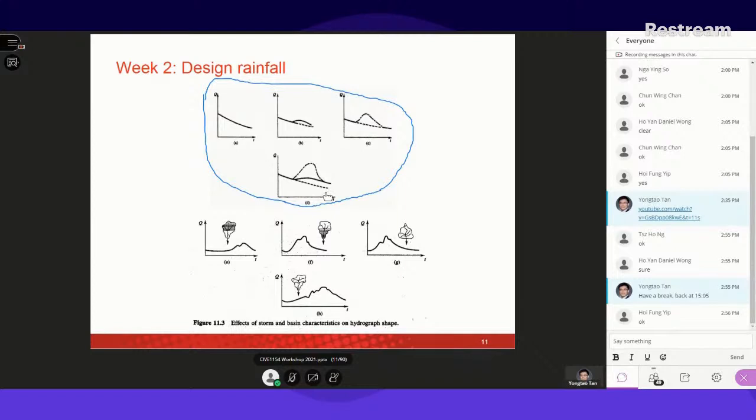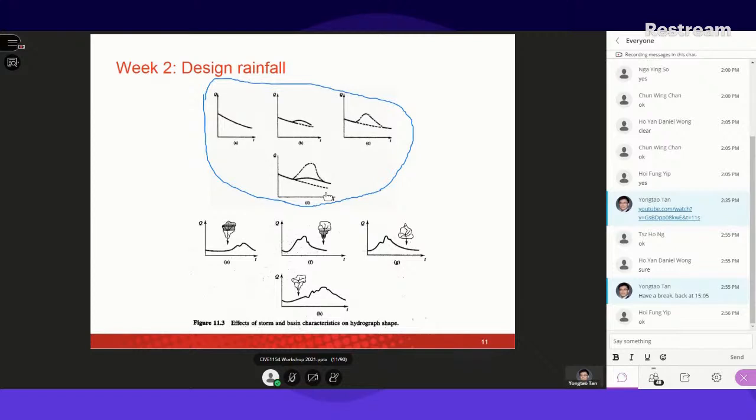So D means all four components exist with rainfall intensity. That means D has the direct surface runoff, the interflow, the channel precipitation, and also the groundwater flow. So D normally is for a large storm event case.